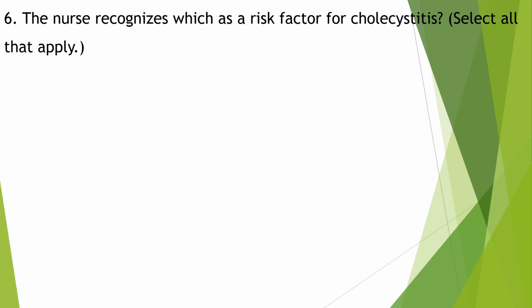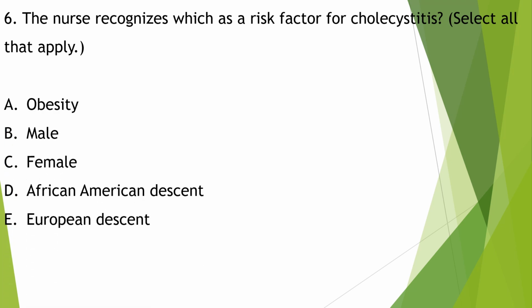The nurse recognizes which is a risk factor for cholecystitis? Obesity, male, female, African American descent, European descent. Cholecystitis is the inflammation of the gallbladder due to the obstruction of the bile flow. Risk factors for cholecystitis include obesity, and it is more common in women and also in people of European descent.